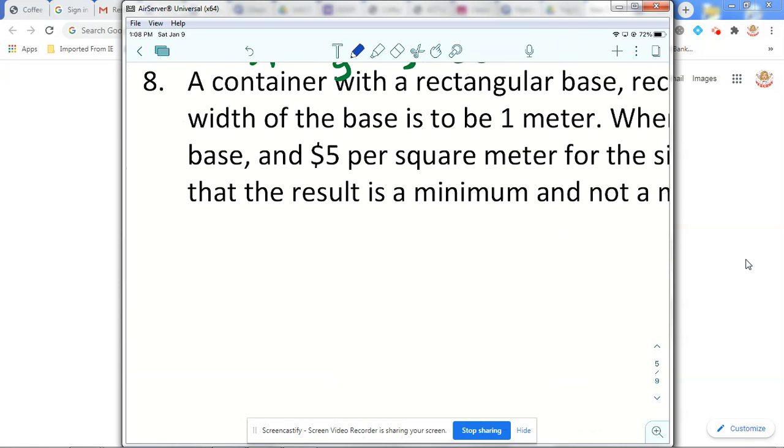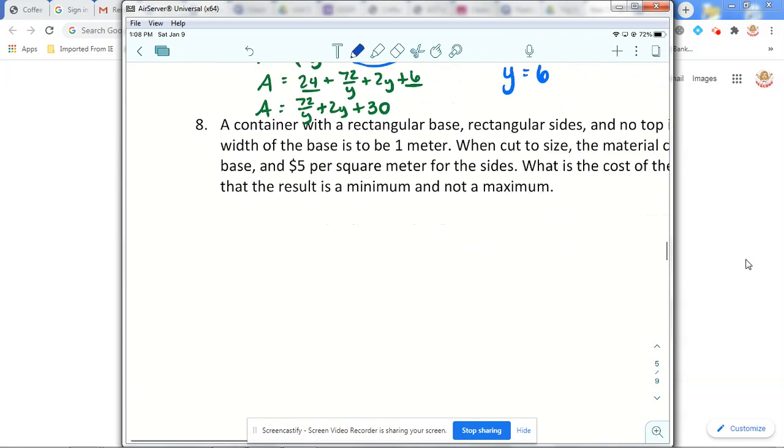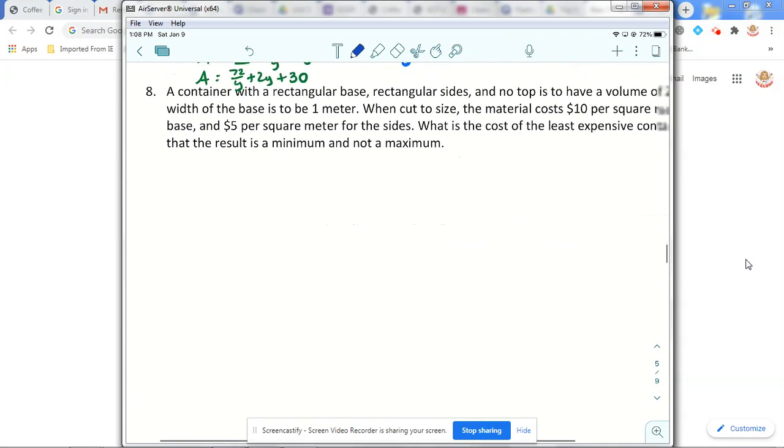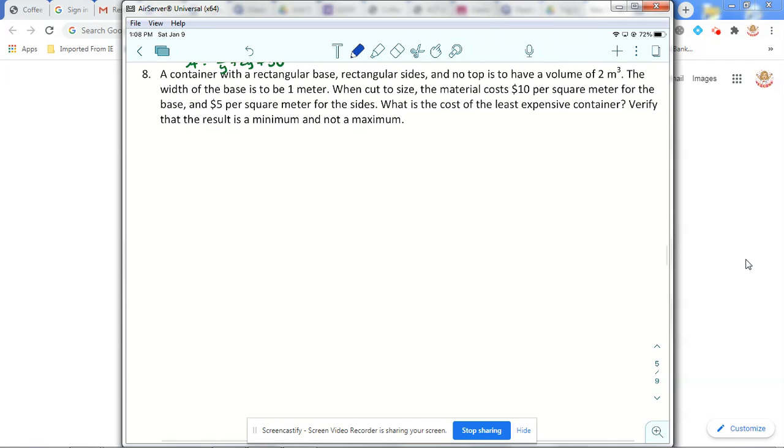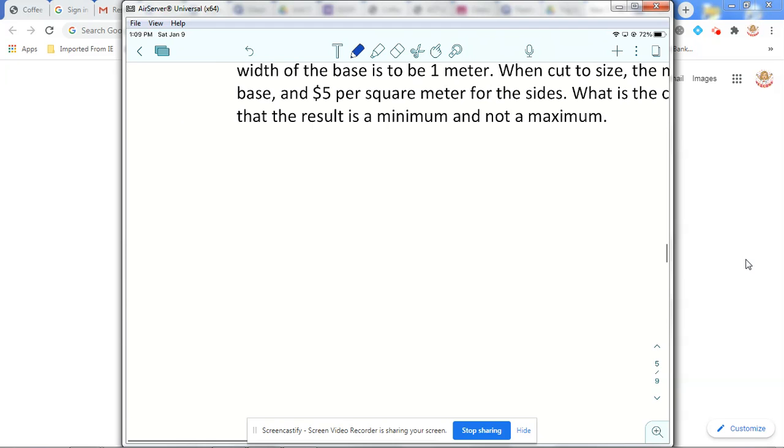A box question. So we have a container with a rectangular base, rectangular sides, and no top is to have a volume of 2 cubic meters. The width of the base is to be 1 meter. When cut to size, the material costs $10 per square meter for the base and $5 per square meter for the sides. What is the cost of the least expensive container? And we're going to verify it's a minimum and not a maximum, which we've been doing on all of these problems anyway. Okay, so let's draw a box.